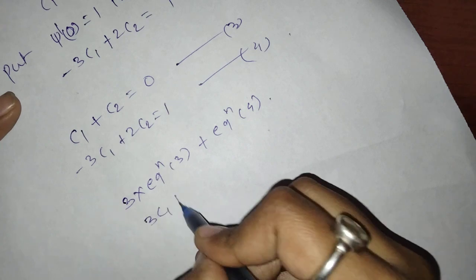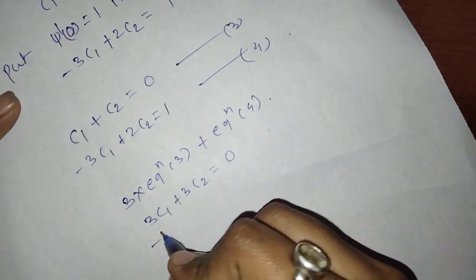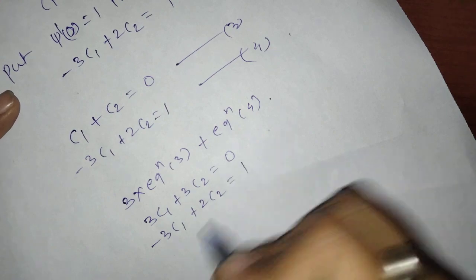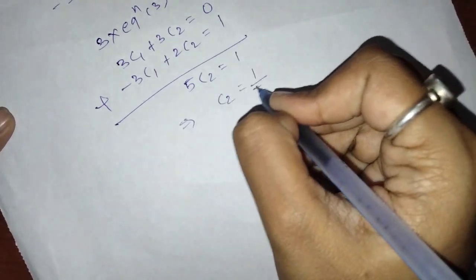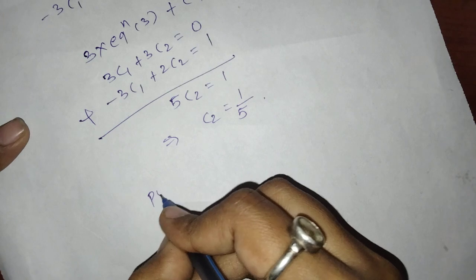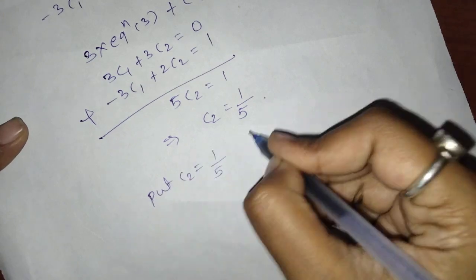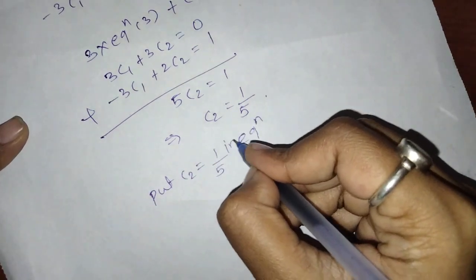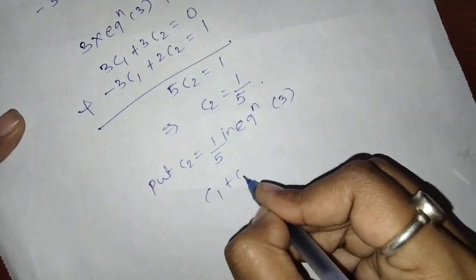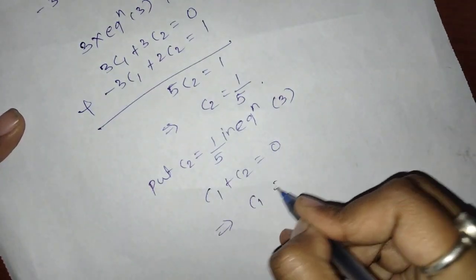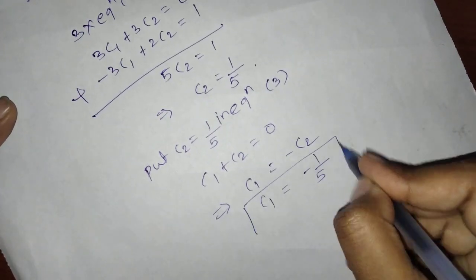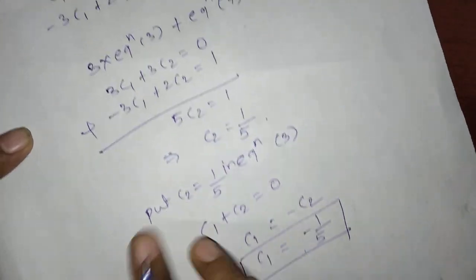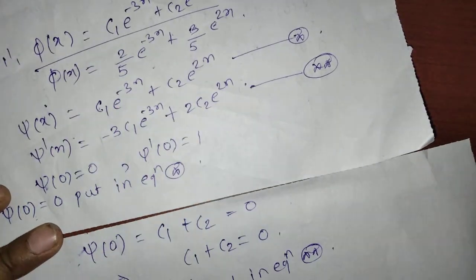So 3c1 plus 3c2 equal to 0, minus 3c1 plus 2c2 equal to 1. Add these two equations, you get 5c2 equal to 1, which implies c2 equal to 1 upon 5. Now put c2 equal to 1 upon 5 in equation 3, which means c1 plus c2 equal to 0, which implies c1 equal to minus c2, which means c1 equal to minus 1 upon 5.